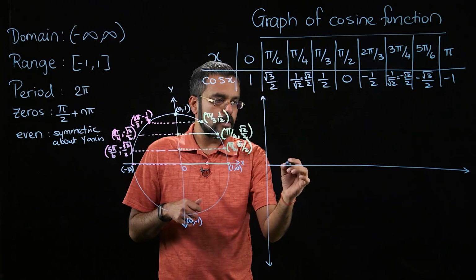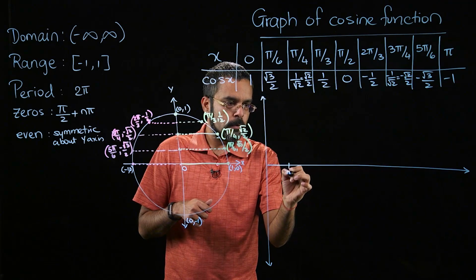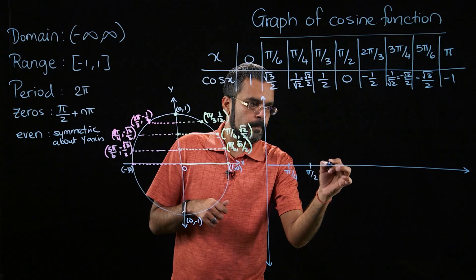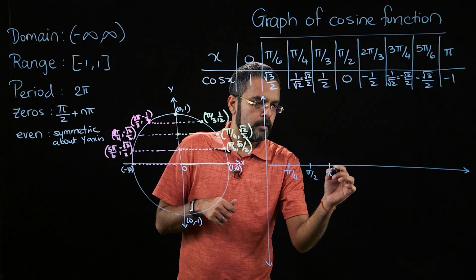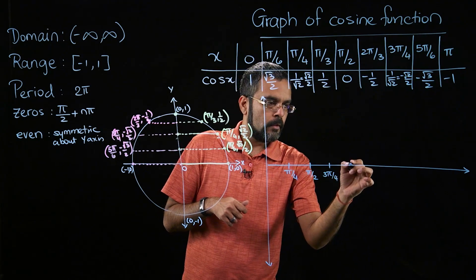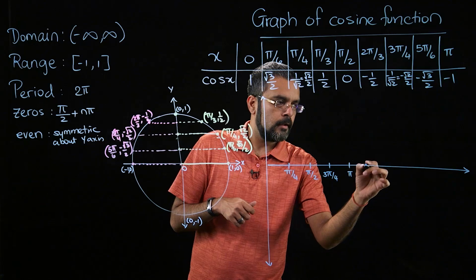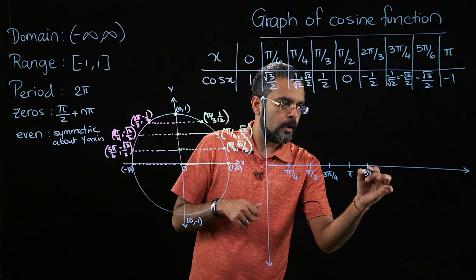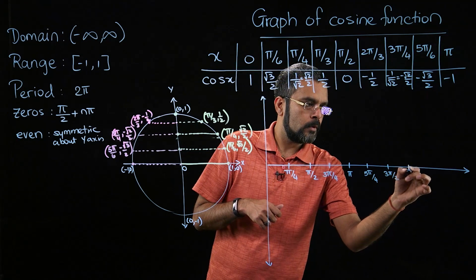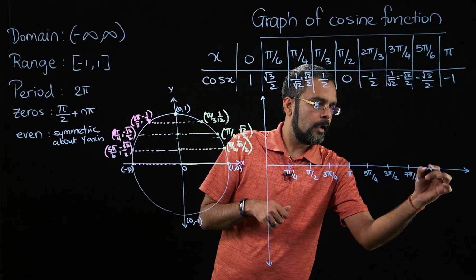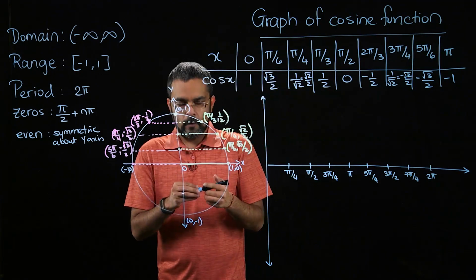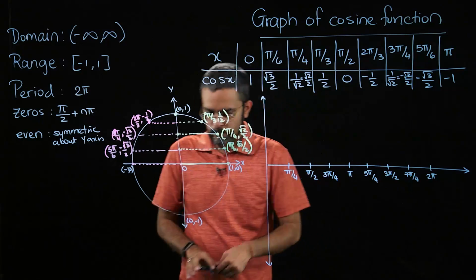Again, I have from 0 to pi, so I'm just going to go ahead and mark: this is pi over 4, pi over 2, 3 pi over 4, pi, 5 pi over 4, 3 pi over 2, 7 pi over 4, and finally 2 pi, right? So that will give me one full cycle, or one full period rather, of the cosine function.